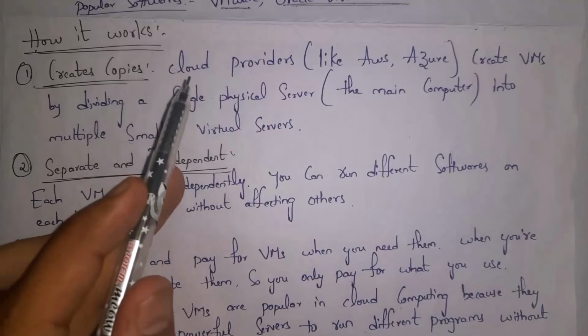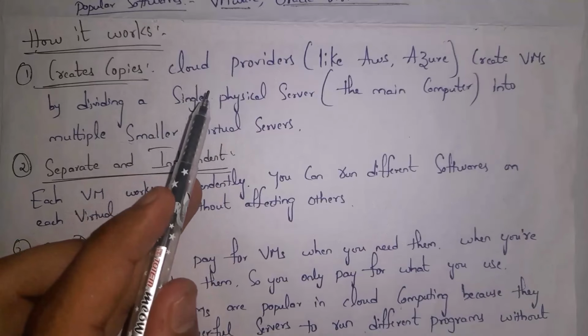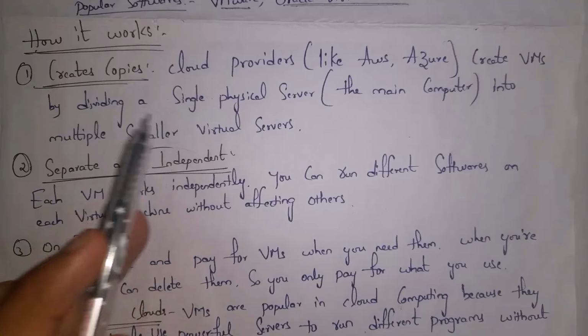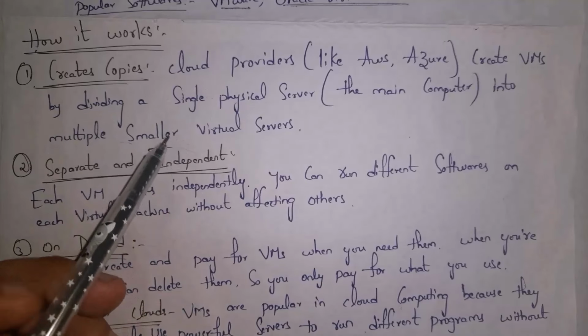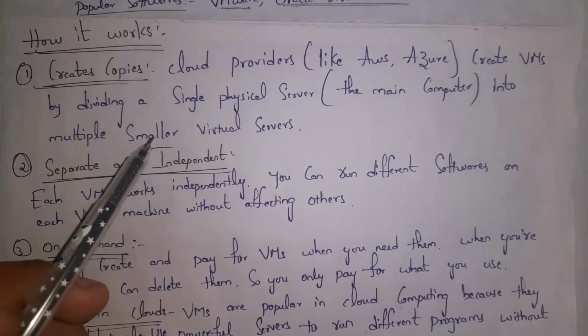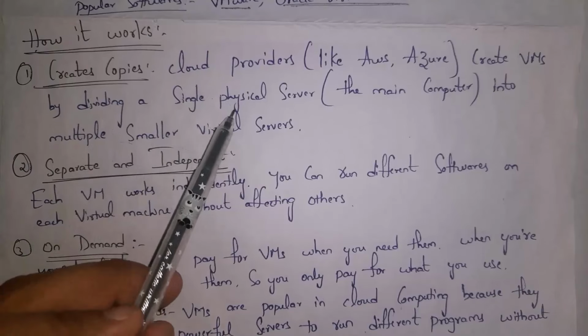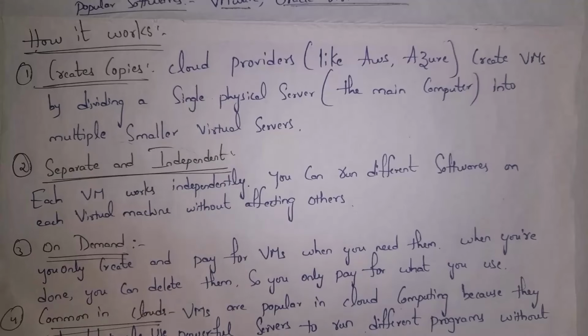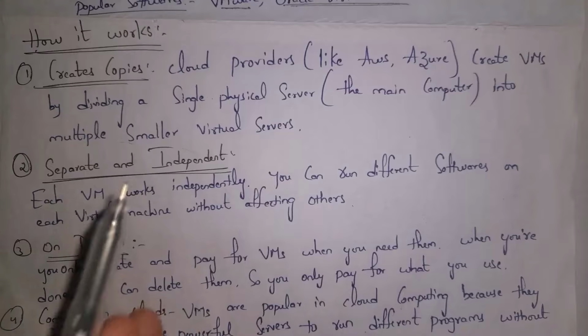So in AWS company, in single physical server, each person can create multiple virtual servers. For example, one person will create Windows server, one person will create Linux server. Like that, we can create various kinds of virtual servers in single server. And second one is separate and independent. Each VMware works independently. You can run different softwares on each virtual machine without affecting others.